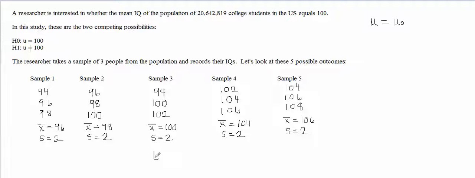The formula for t is, I'll put it over here: t equals x bar, the sample mean, minus mu0, the hypothetical value that the population mean might or might not equal, over the sample standard deviation divided by the square root of n, the sample size.